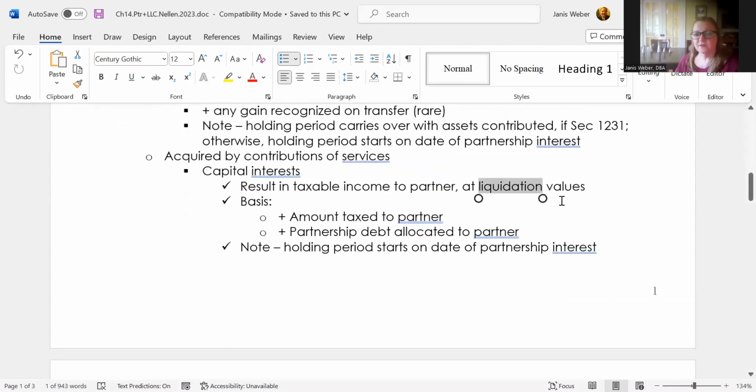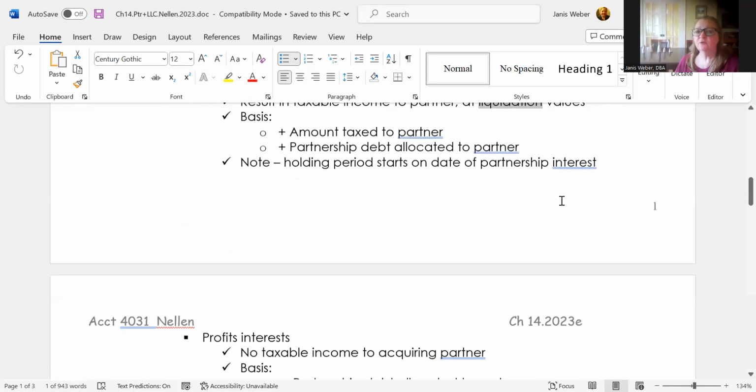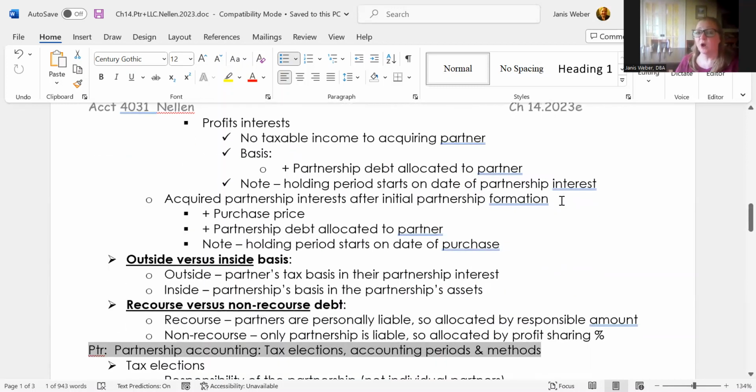But so I mentioned that if you provided services and you got a capital interest, this is what we would have to do. If you didn't get a capital interest, but instead you only had a share of profits interest, then you would not be taxed on the services, and your only basis would be the partnership debt that you took on or assumed whenever you came into a partnership. And the holding period for that would start when the partnership interest started also.